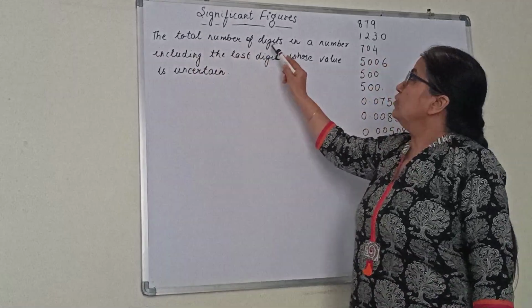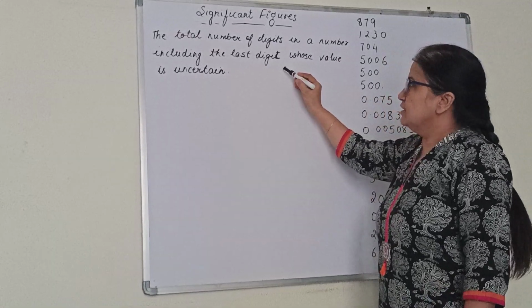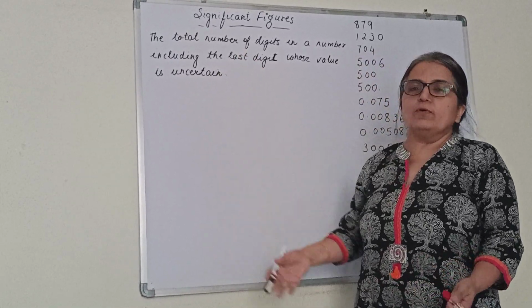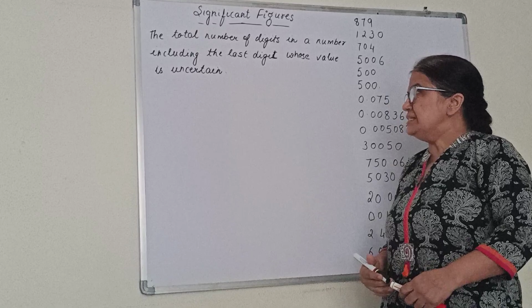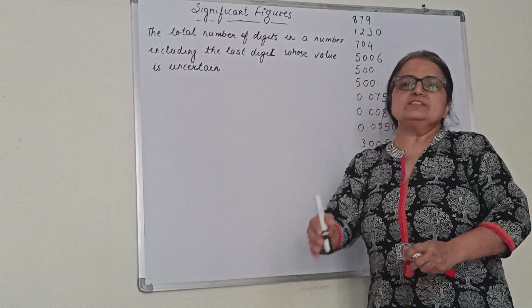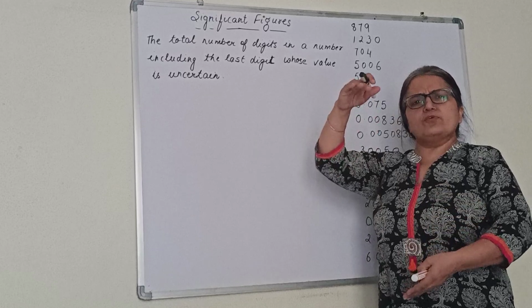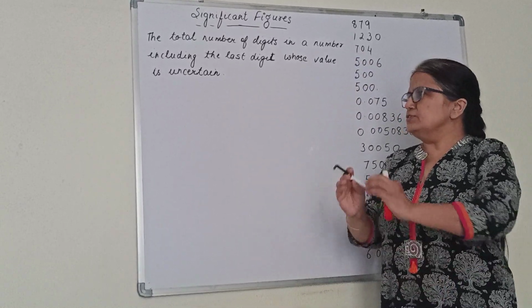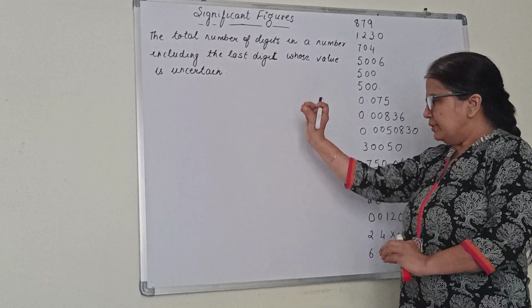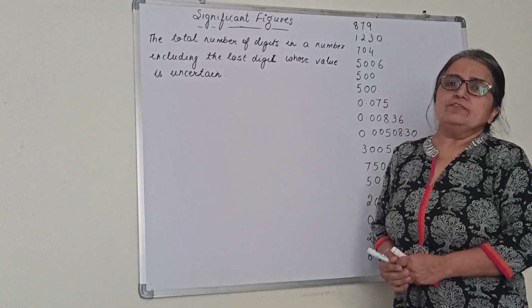The total number of digits in a number, including the last digit whose value is uncertain. Maybe with the definition we do not follow anything, but when we take examples we will understand how to identify that this number has these many significant figures. In the textbooks you will find a list of rules given. Actually, just understand properly. There are no big rules. Just by simple understanding, by looking at the number, you will be able to identify the number of significant figures.